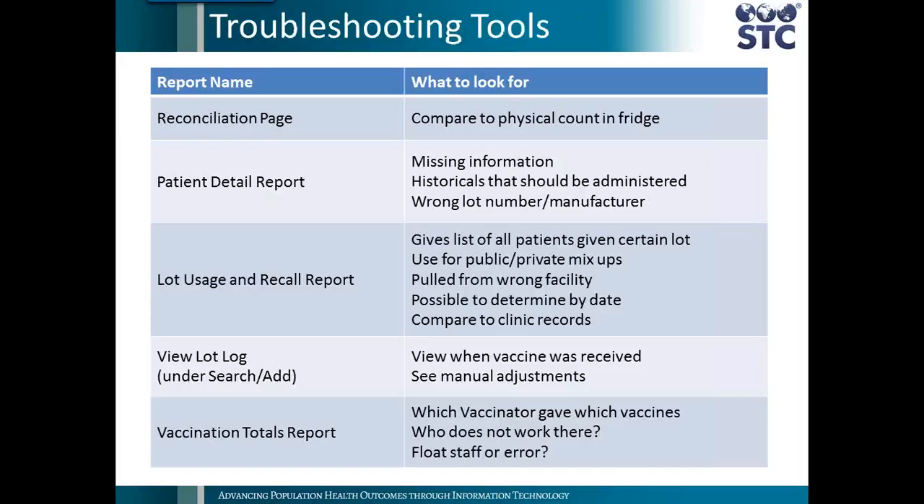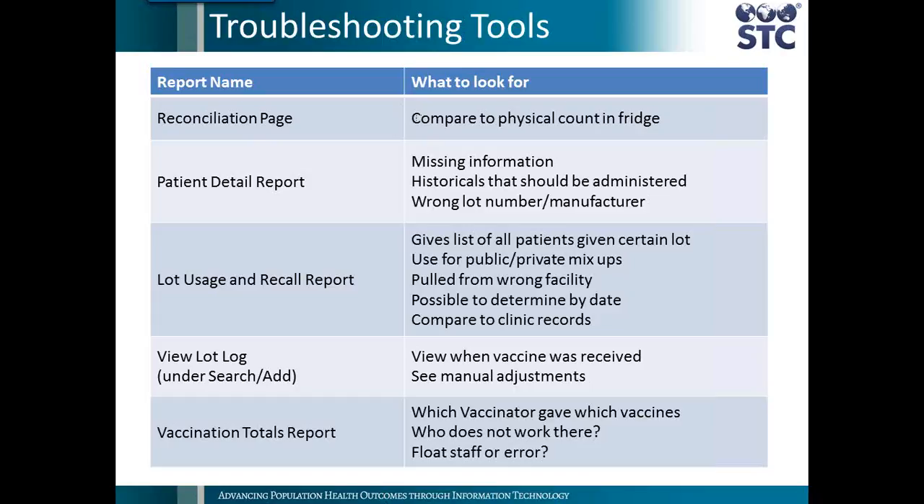Okay. So these are the tools that I most commonly use for troubleshooting, as far as just making sure that everything's coming across properly. The first one that I would say is the reconciliation page. That's one of the most handy ones. And the things that you're looking for here are, you guys know what's coming in and out of your clinic. You know about how many vaccines you're giving per day. So if you look at the reconciliation page, that should be just a running count of what is in your refrigerator at any given time.